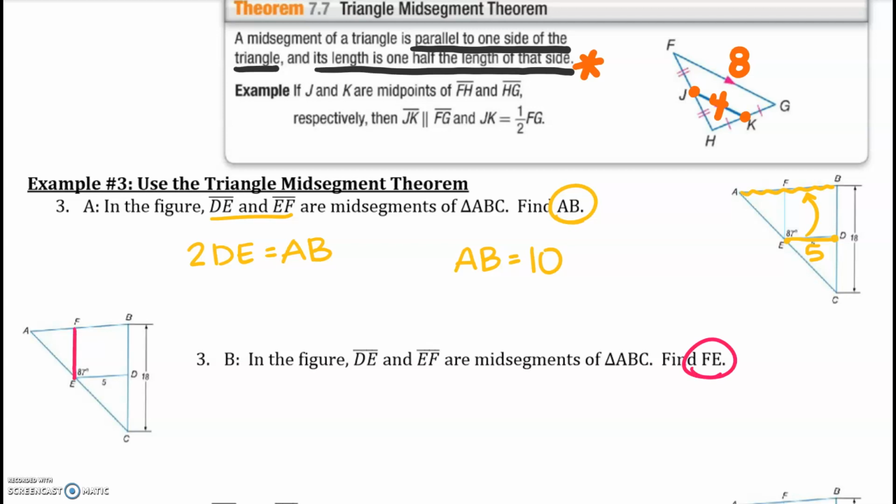FE is here. So that is one of the midsegments. The midsegment is always going to be smaller than the side of the triangle. So this is the side of the triangle that it would be parallel to. The parallel sides are what I'm going to use to compare. So FE, I'm going to double that to equal BC, which is my whole side. So if my whole side is 18, I know that FE would be half. So FE would equal 9.